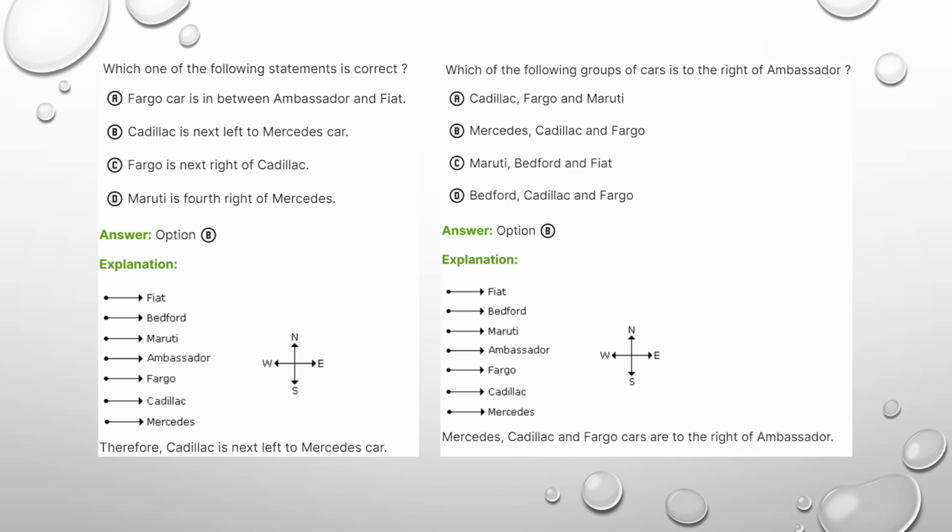Now these are the two more possible questions for the same description. Which one of the following statements is correct? Which of the following group of cars is to the right of Ambassador? Yes, this is how we have the different combinations.